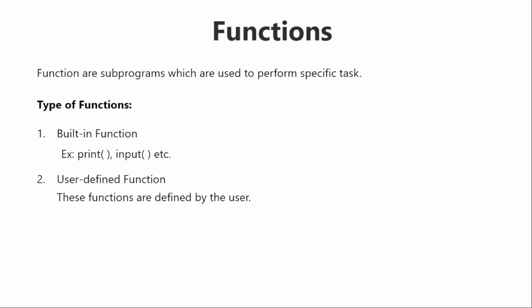Built-in functions, for example, can be the print function, input function, upper function, and lower function. Built-in functions are nothing but the functions which Python has by default. Such functions are called inbuilt functions. User-defined functions are the functions which are defined by the user. The user who creates the functions is called the user-defined function.